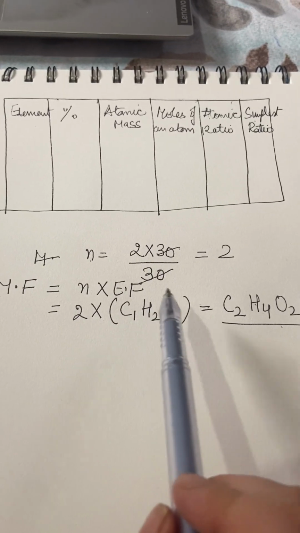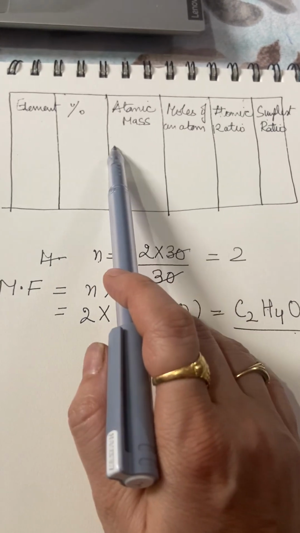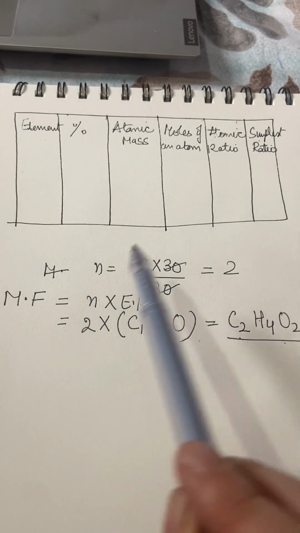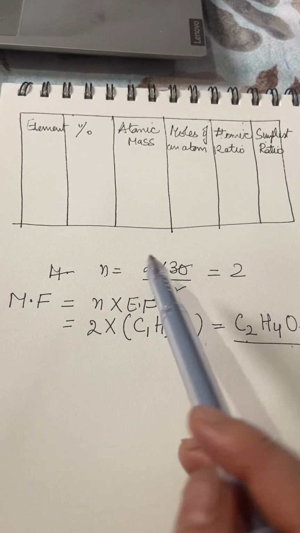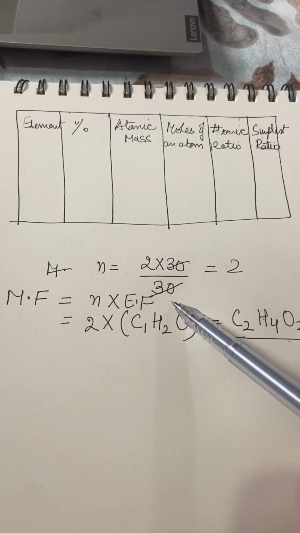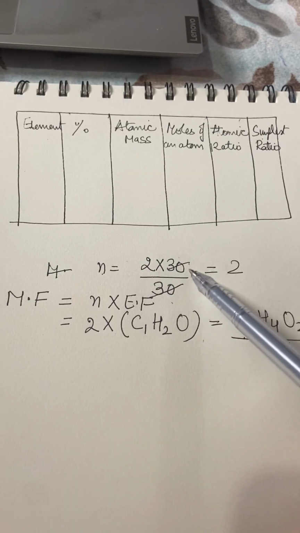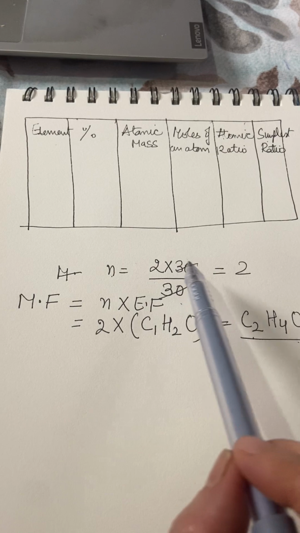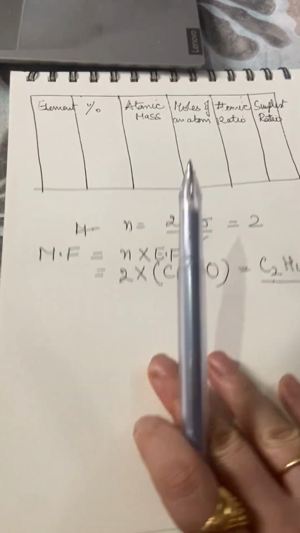I hope now you got an idea of how to solve for the molecular formula by using this table. If molecular mass is given directly, you can use the formula n equals molecular mass divided by empirical formula mass. But if molecular mass is not given, we will be given a relationship with vapor density, where molecular mass is 2 times the vapor density.